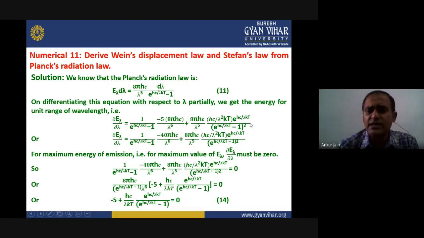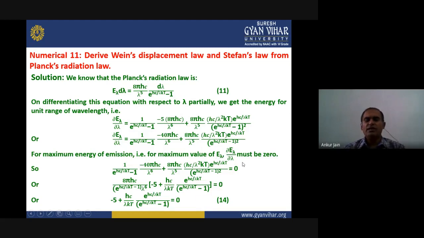So the final expression will be del E lambda upon del lambda equals 1 upon e to the power hc upon lambda kT minus 1 into minus 40 pi hc upon lambda to the power 6, plus 8 pi hc upon lambda to the power 5 into hc upon lambda square kT into e to the power hc upon lambda kT divided by e to the power hc upon lambda kT minus 1 to the power 2.